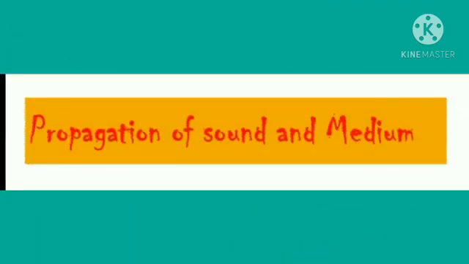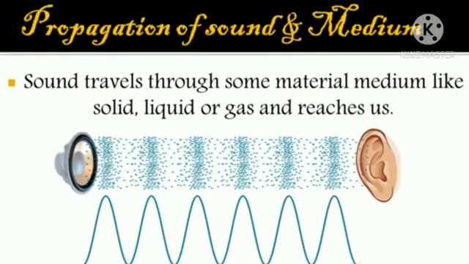Propagation of sound and medium. We have learned in the previous standard that sound travels through some material medium like solid, liquid or gas and reaches us. But what if such a medium does not exist between the source of sound and our ear? So let us look at an experiment now.